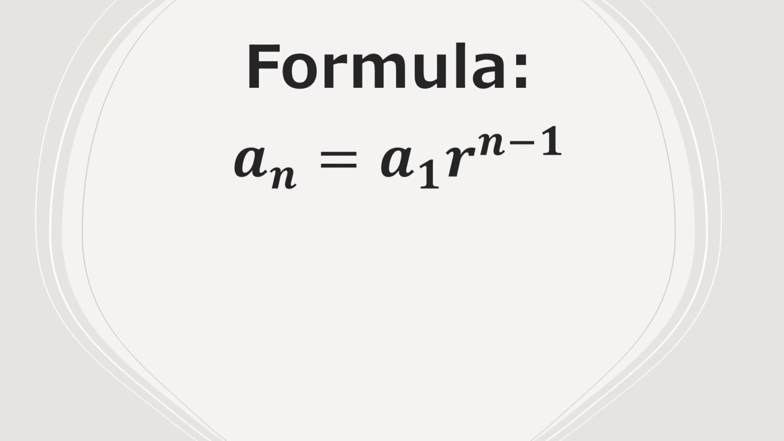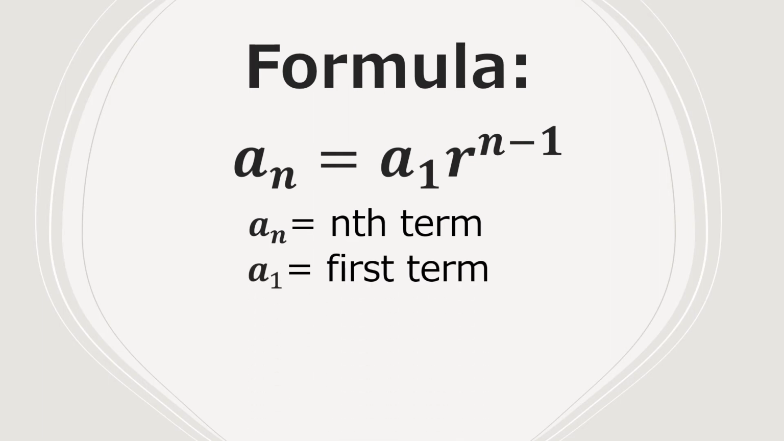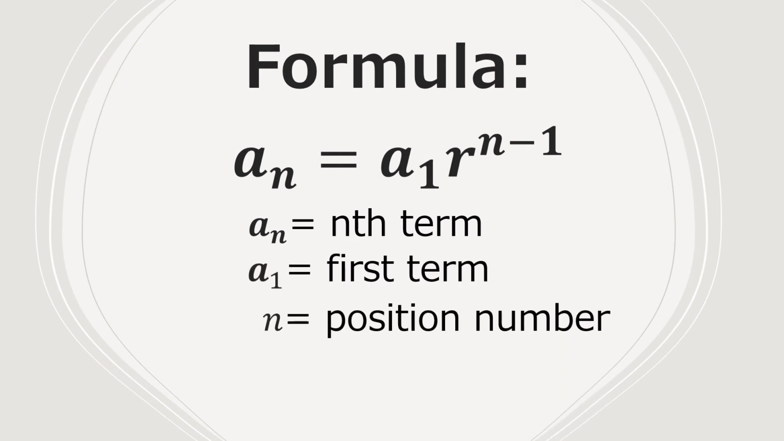So, ang formula natin sa geometric sequence is a sub n equals a sub 1 times r raised to n minus 1. A sub n ang nth term, a sub 1 ang first term, n ang position number, r is common ratio.